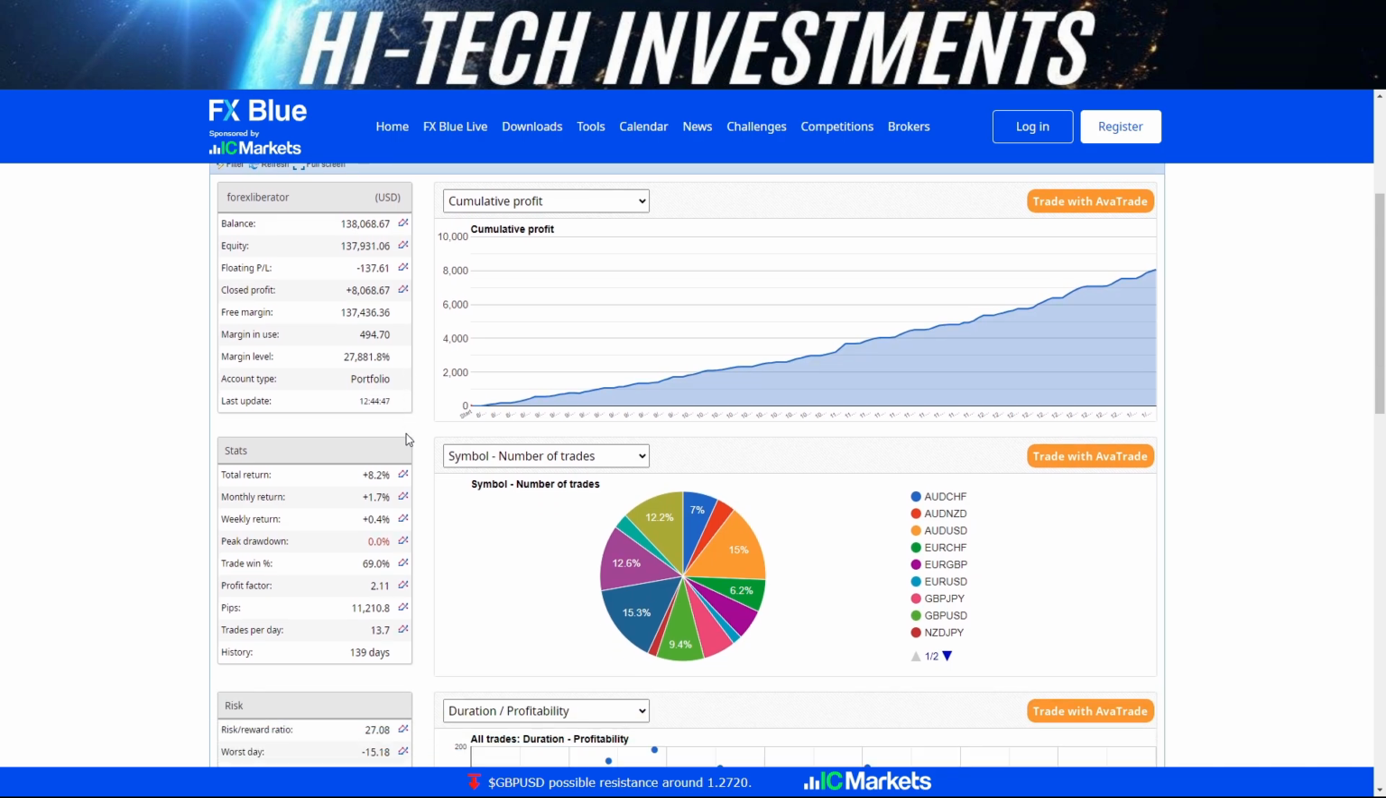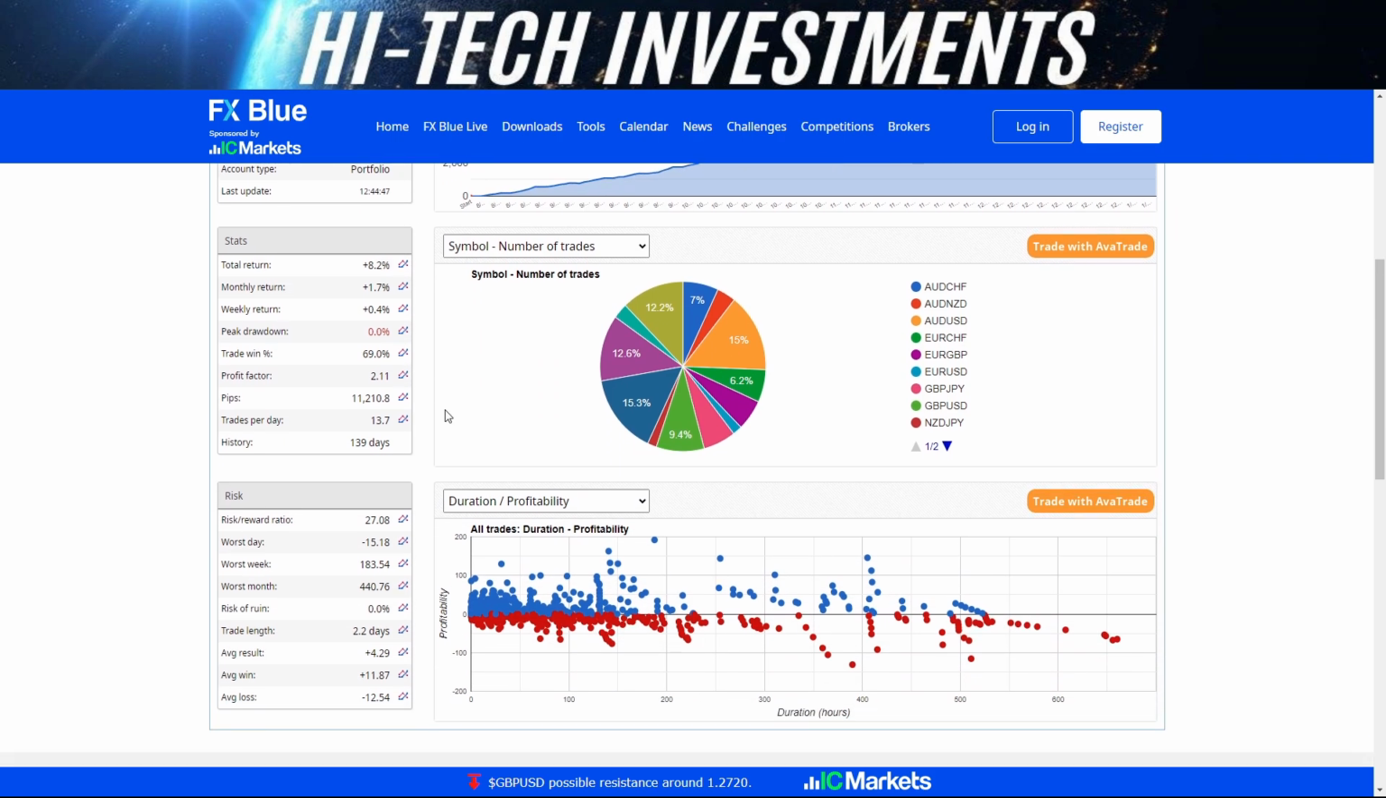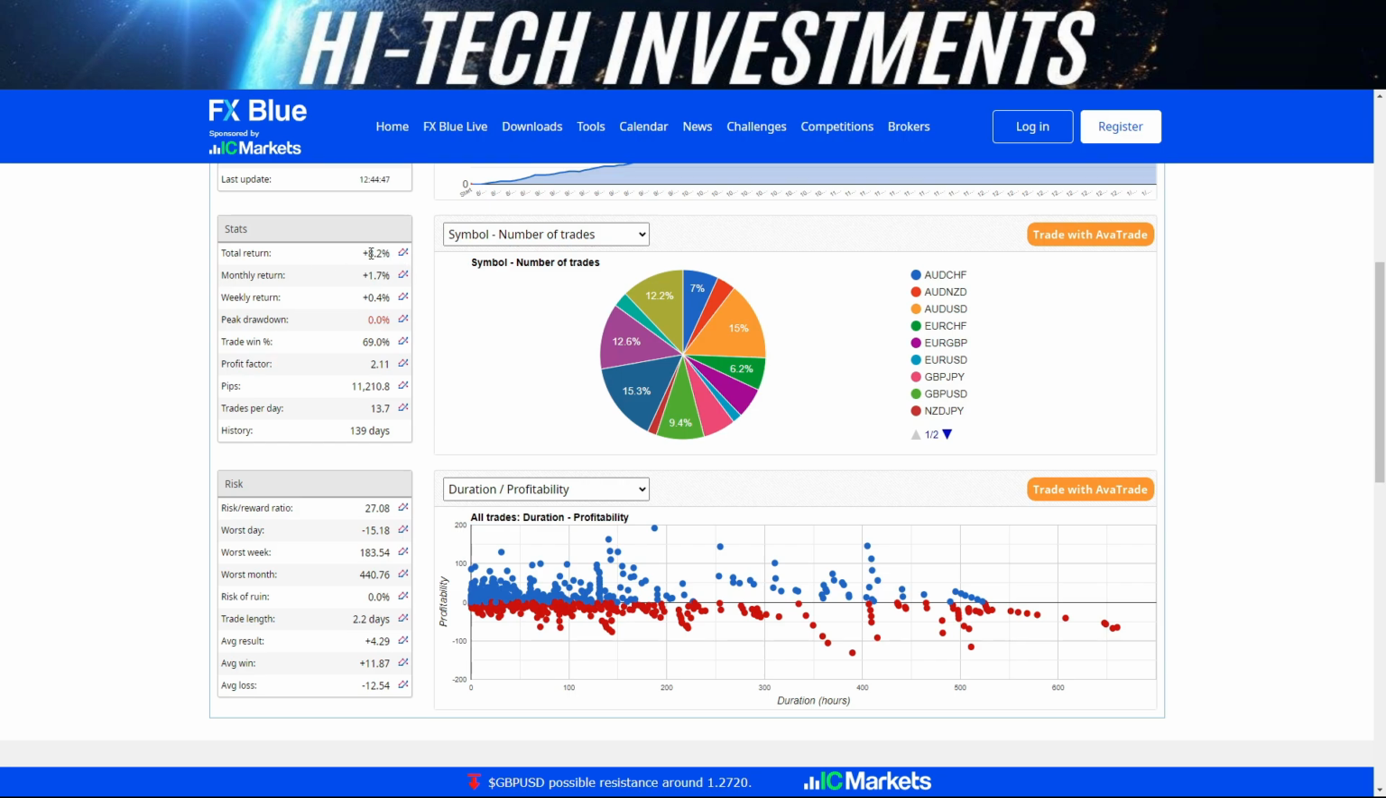If we go and have a closer look also at some of the other details that we have, total return is 8.2%, which is obviously nice, but the monthly return is calculated at 1.7. Now the reason for that again is because we are running on $10,000 accounts, so that basically means that you have to times this by 10. So if you have 13 $1,000 accounts, you would make 17% per month. Again, we don't really recommend that. We recommend you take a slow, steady approach to this instead, but it is obviously entirely up to you.